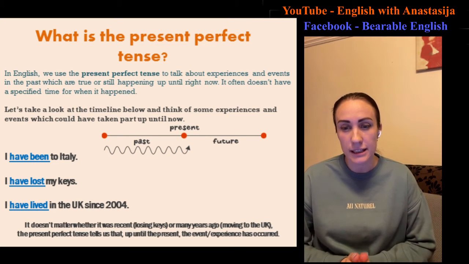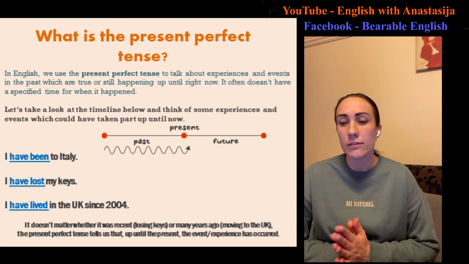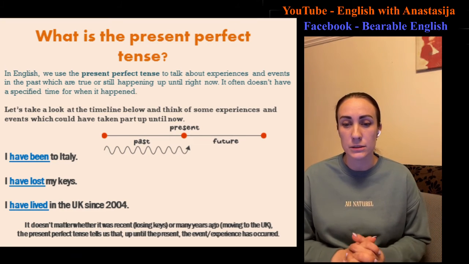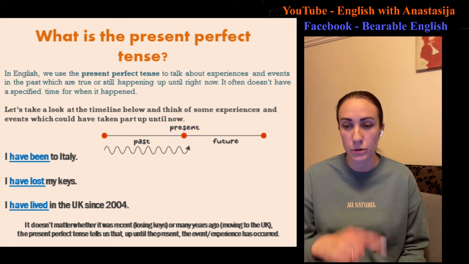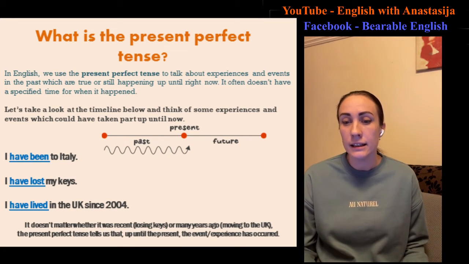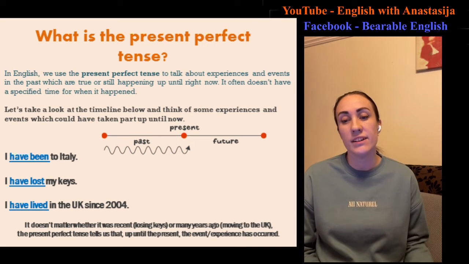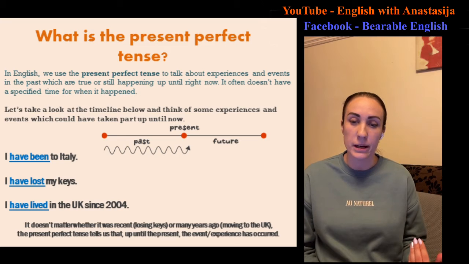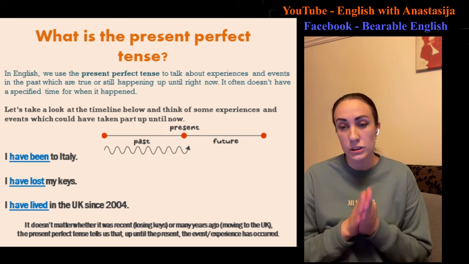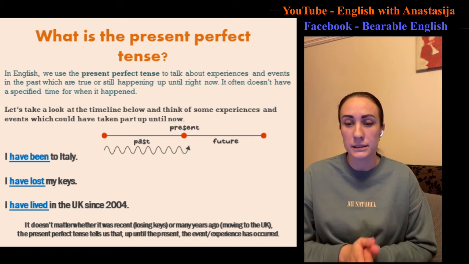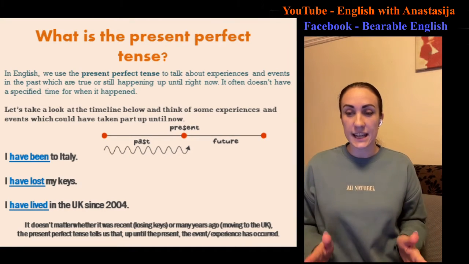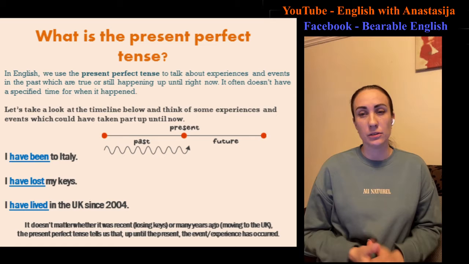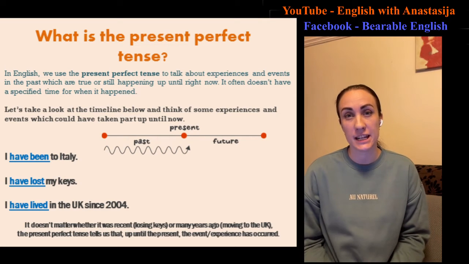So let's take a look at the timeline below and think of some experiences and events which could have taken part up until now. So the squiggly line that we've got there signifies or indicates events that started sometime in the past but continued all the way up until right now or the present, right? So let's take a look at some examples of when we use the present perfect verb tense.